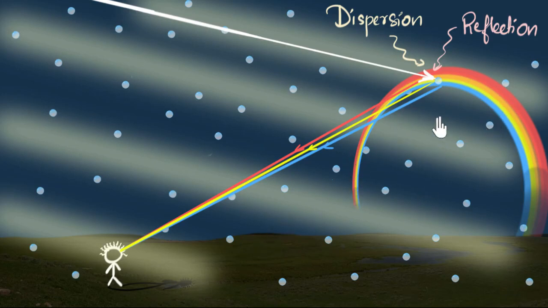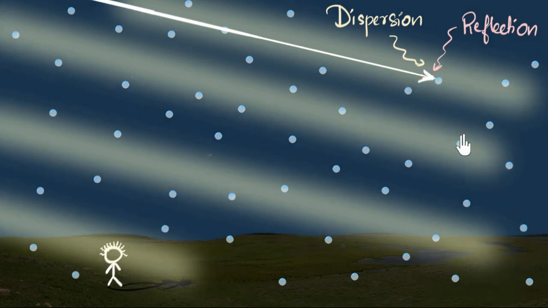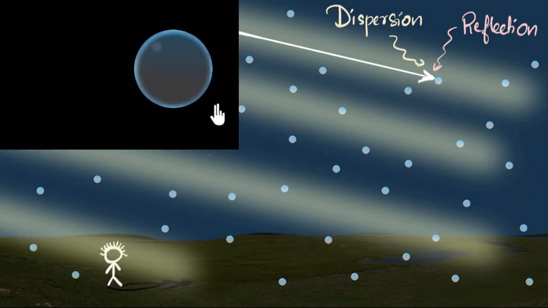Okay, interesting question. Now maybe to answer this, we need to dig a little bit deeper and see what's exactly happening inside those raindrops. So you know what? Let me get rid of this rainbow for now and zoom into this particular raindrop. So now let's see if we can figure out what happens inside this raindrop.